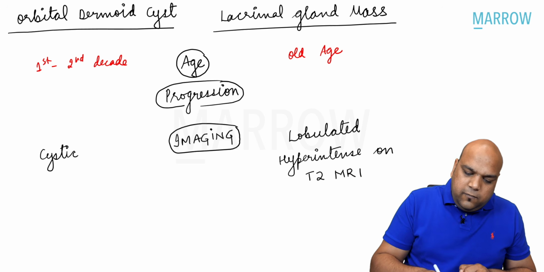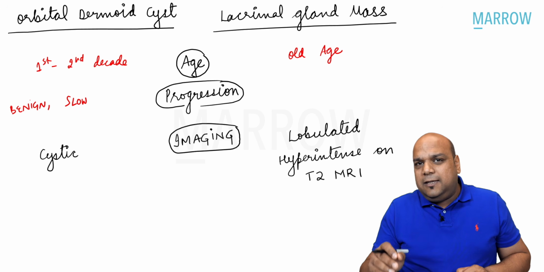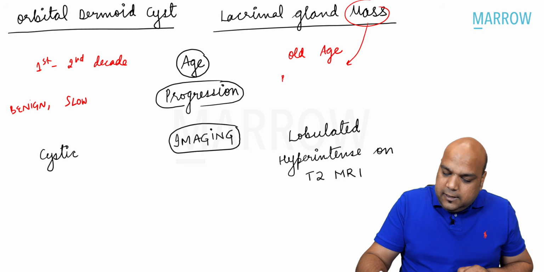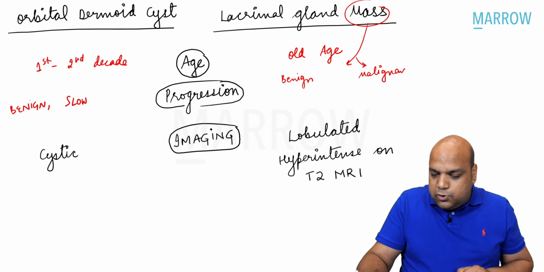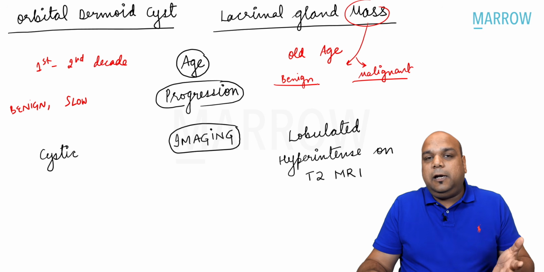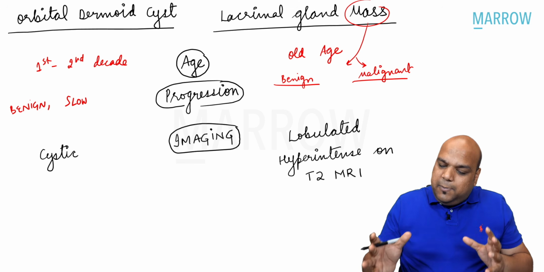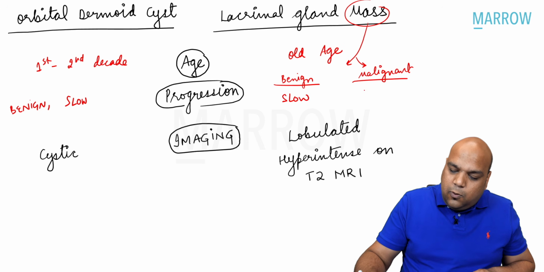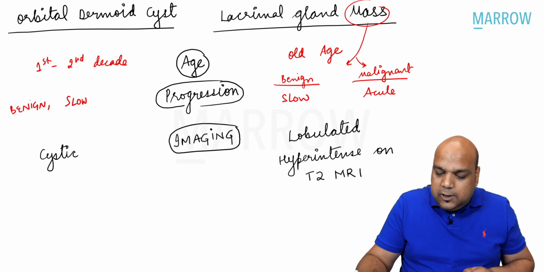Secondly, progression. We know orbital dermoid cyst is benign. Because it is benign, we know it is very slow progression. But in the question, it is just given lacrimal gland mass. Lacrimal gland mass can either be benign or it can be malignant. They have not specified. What is the most common benign tumor of the lacrimal gland? Pleomorphic adenoma. What is the most common malignant? Adenoid cystic carcinoma. Yes. So we know it can be benign, it can be malignant. Because it can be both, it can either be slow or it can be very fast progression. It can be acute progression.